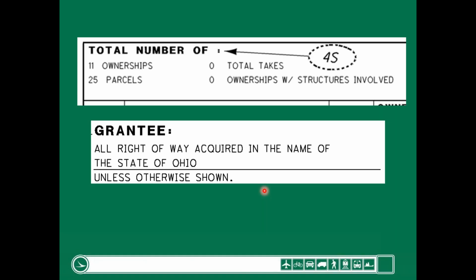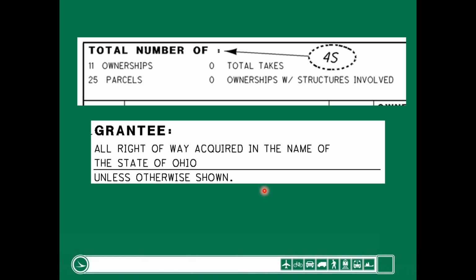In the top of the summary sheet, there's two different things you need to be aware of. There's just a quick summary: total of ownerships that we're impacting, total number of parcels or types of right-of-way we're acquiring, if there's any total takes or any ownerships with structures involved.